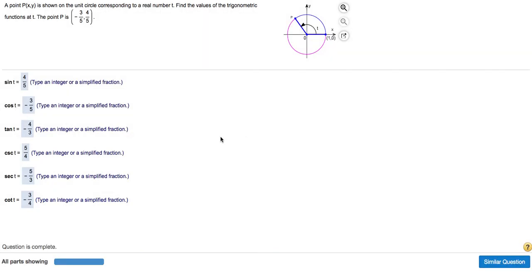All right, so looking at this problem, these two things here were definitions. This is how sine and cosine are defined on a unit circle. Sine is the y-coordinate, and cosine is the x-coordinate. The remaining 4 trig functions are defined from these values here.